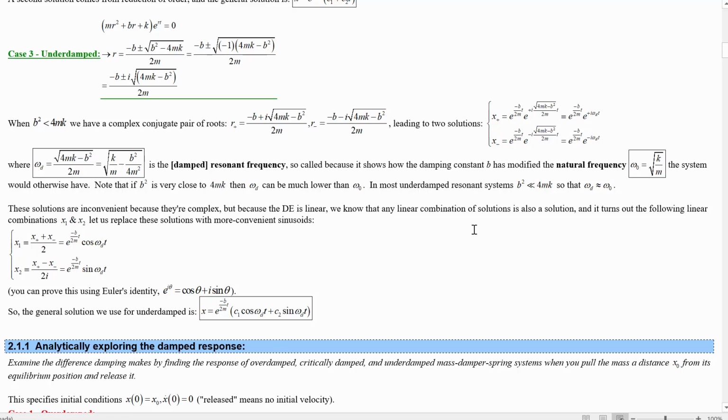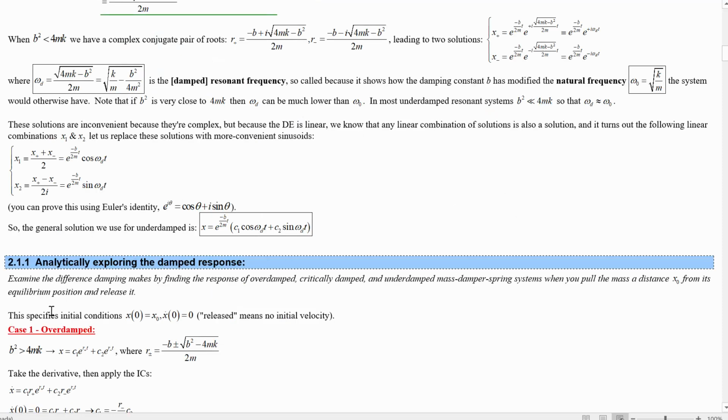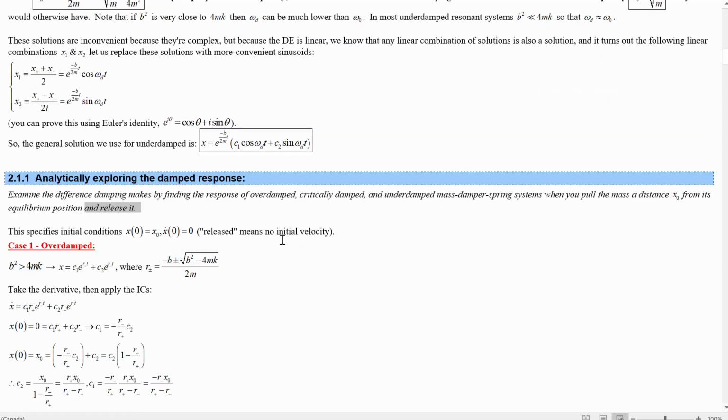We can continue to explore these analytically with the next example, where you examine the difference that damping makes by finding the response of an overdamped, critically damped, and underdamped mass spring damper system when you pull the mass a distance x0 from its equilibrium position and then release it. So this means that the initial position is x0 and the initial velocity is 0. Released means no initial velocity.